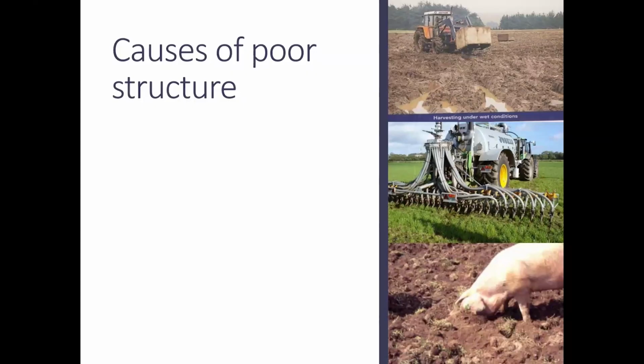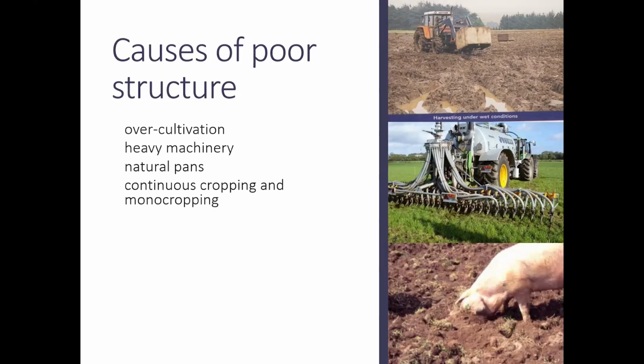Unfortunately, livestock as well. Pigs are a disaster for soil structure. Good for all sorts of other reasons, but pigs are ideally not going to be put on very wet land because they can cause a lot of damage. So over-cultivation, heavy machinery, natural pans as well. Some soil types have natural pans, for example, the Countesswells series of soils in Aberdeen. So there are some natural pans which can make it difficult for well-structured soils to form.